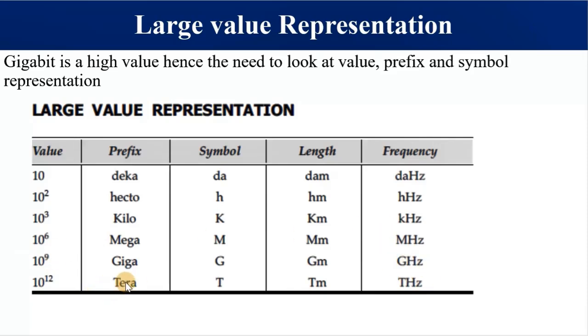Then we've got what we call tera. Tera is a value of 10 to the power 12, and the symbol is capital letter T, and this is how you represent the frequency in terahertz. Guys, this is important. If you are required to make some calculations and you don't remember that, for example, 2 gigahertz is 2 times 10 to the power 9, you don't get the answer correct. Some people confuse mega and giga, so take note of this large value representation.